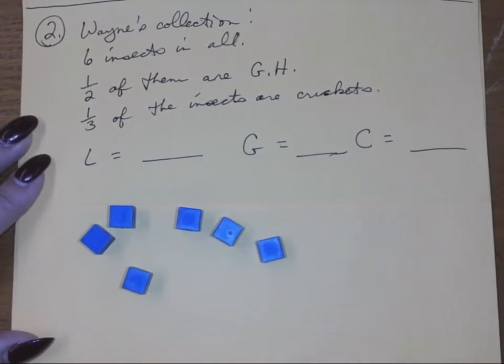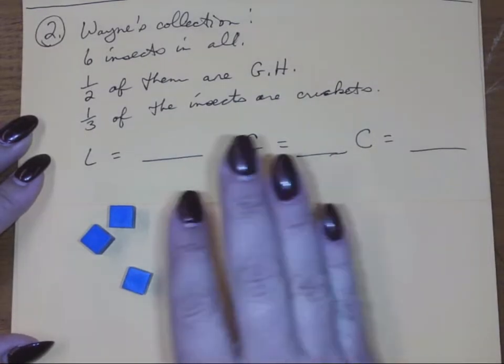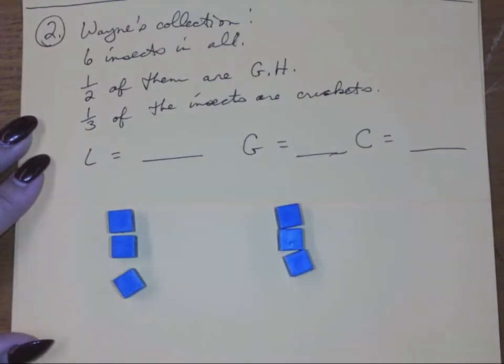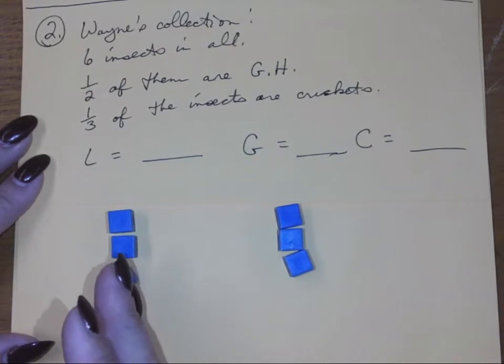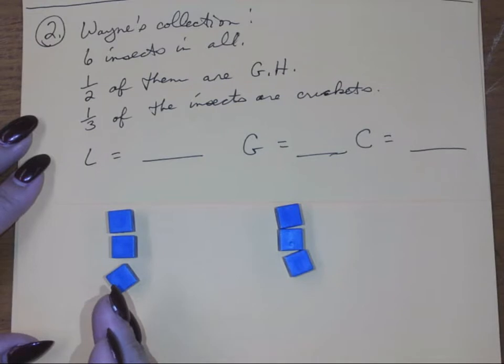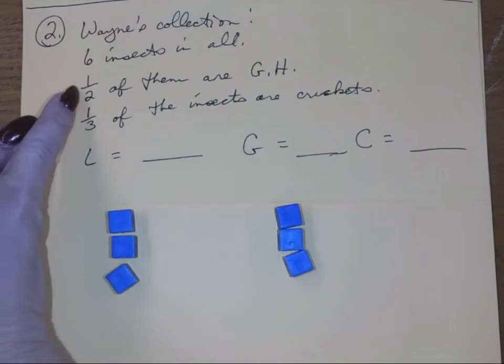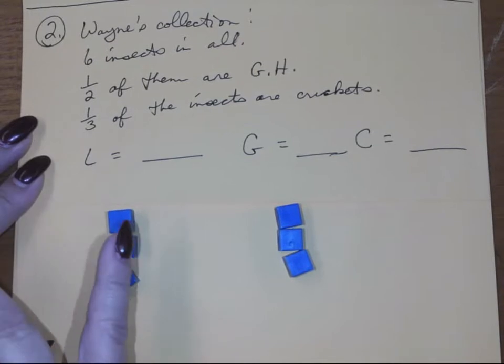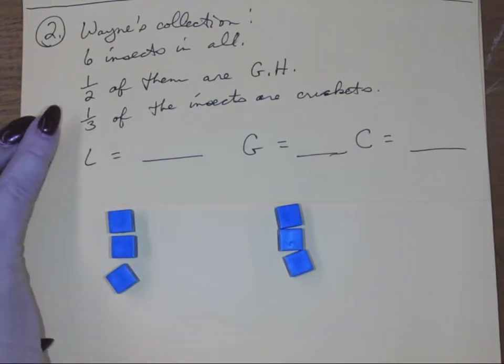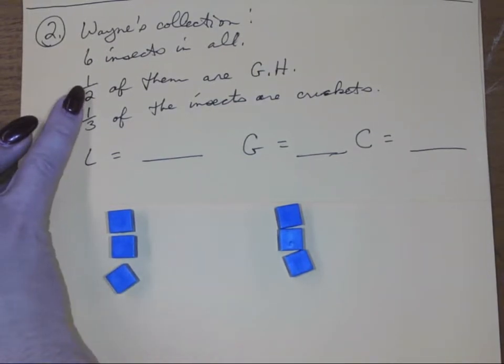I got 6. I need half of them to be grasshoppers. So I can certainly split these up 3 and 3, and students will start remembering or learning that halves means I need one group out of the 2 groups, because these are individual set items, right? I need one group out of the 2 groups to be grasshoppers, okay?